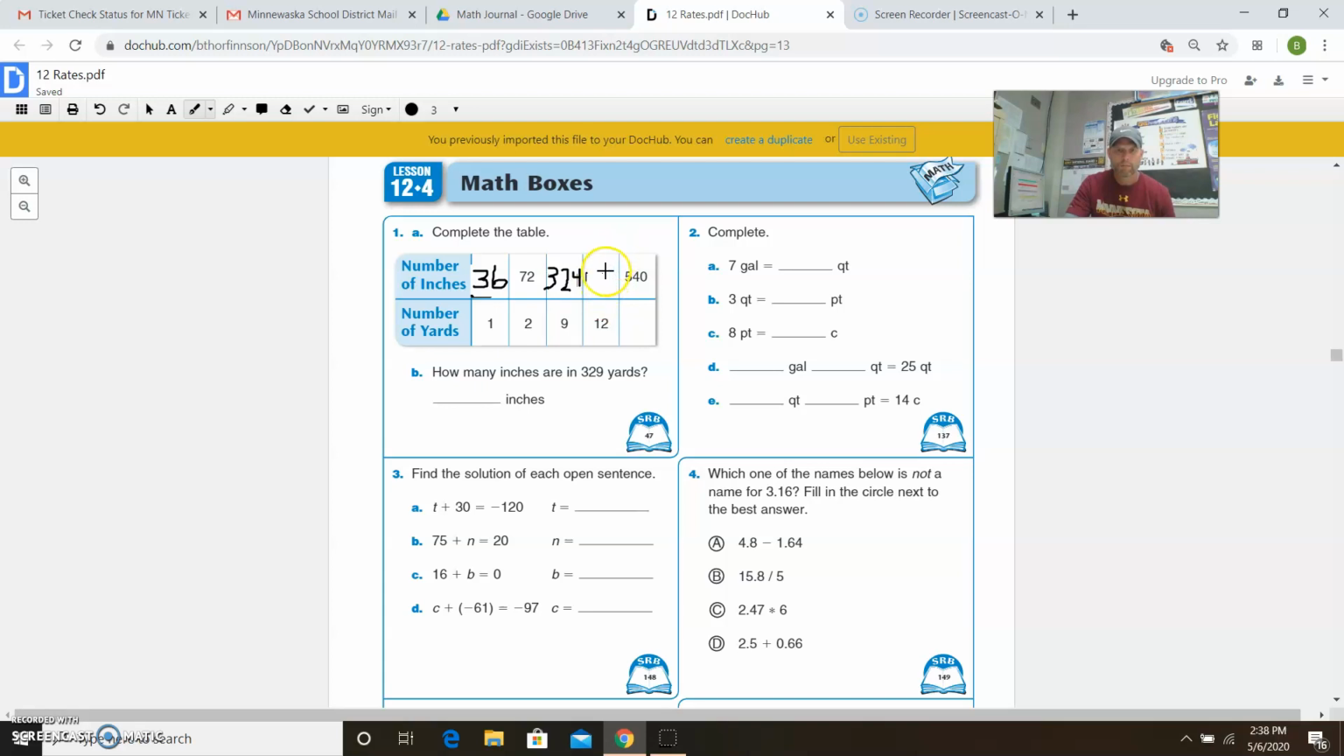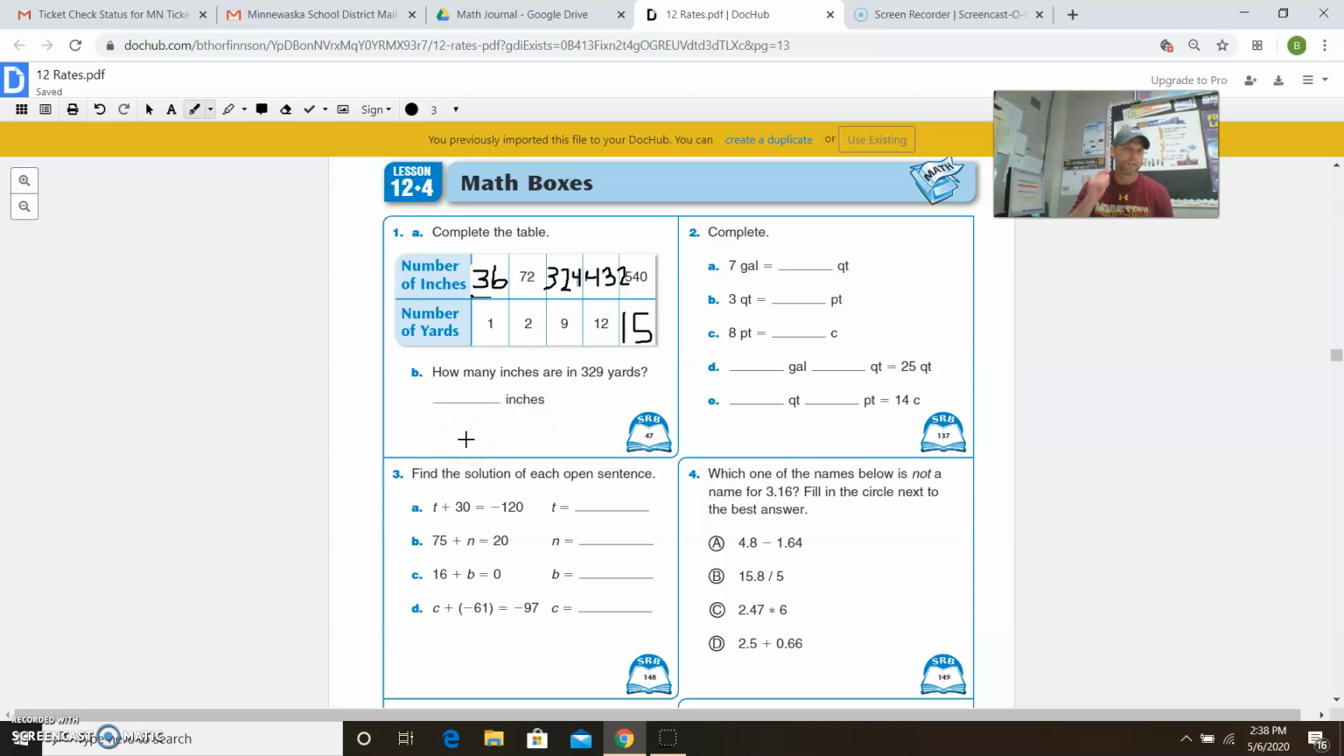Okay, 12 times 36 is 432 inches. Now we're given the inches and we need to convert them into yards. So you need to take your 540 and divide it by 36. And you're going to find that that is 15 yards.